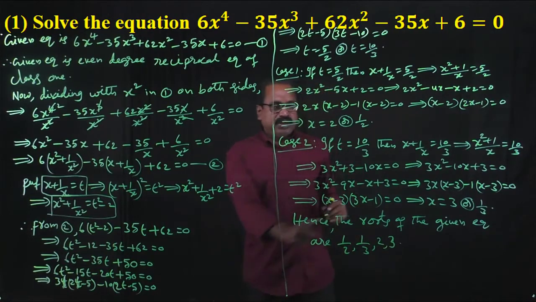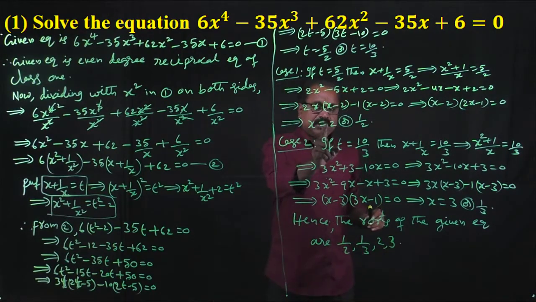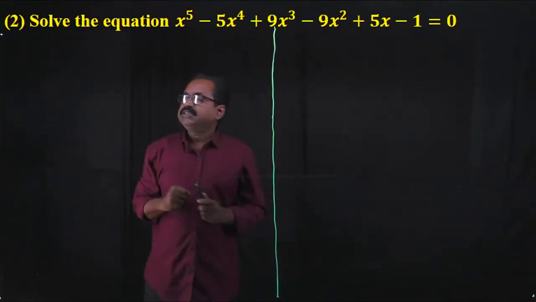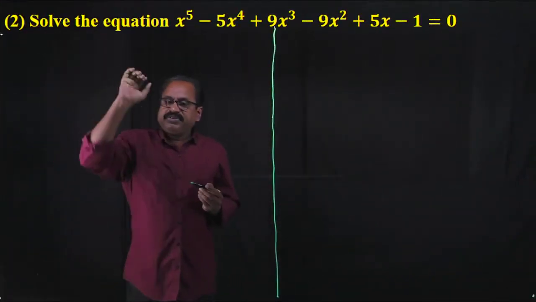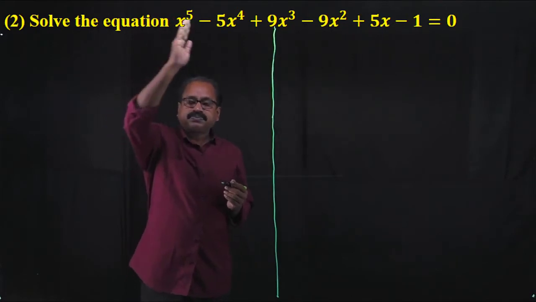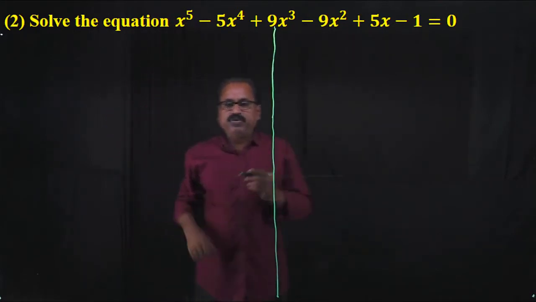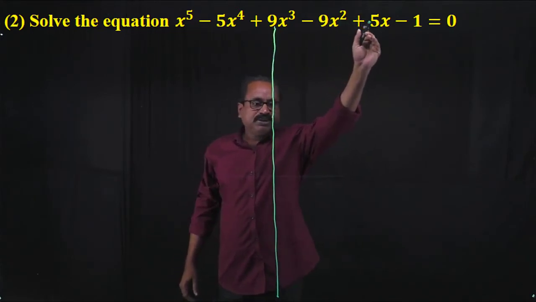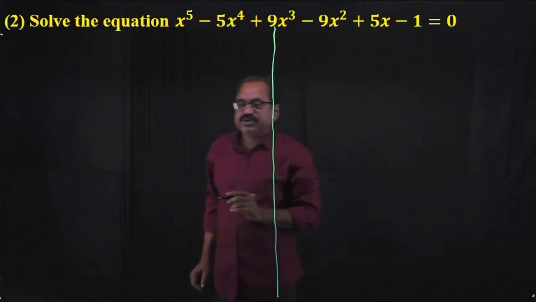1 by 2, 1 by 3 and 2, 3. Now the second one is: solve the equation x power 5 minus 5x to the power of 4 plus 9x cube minus 9x square plus 5x minus 1 is equal to 0.